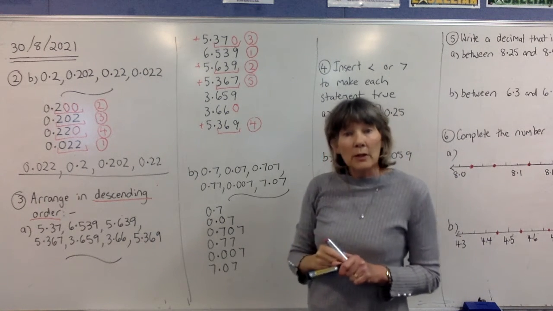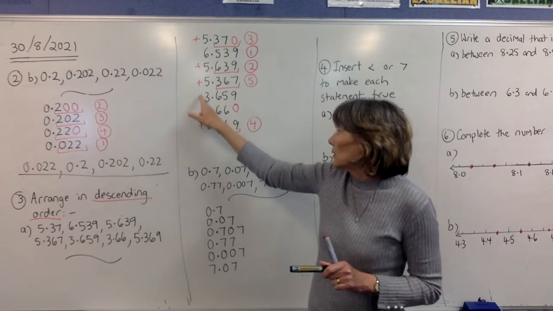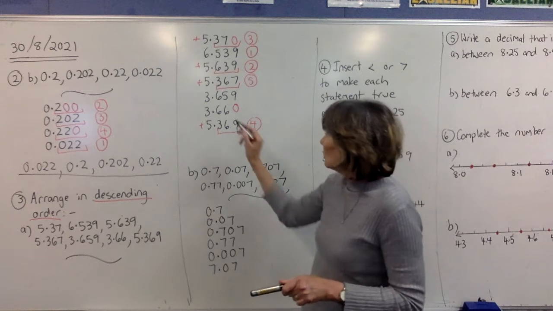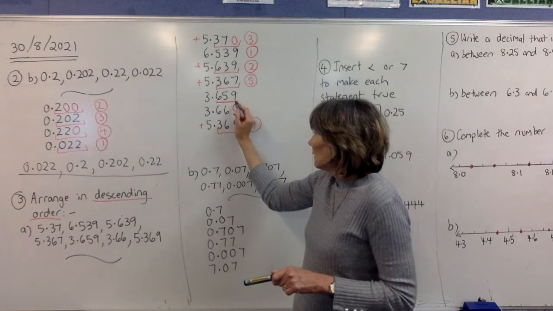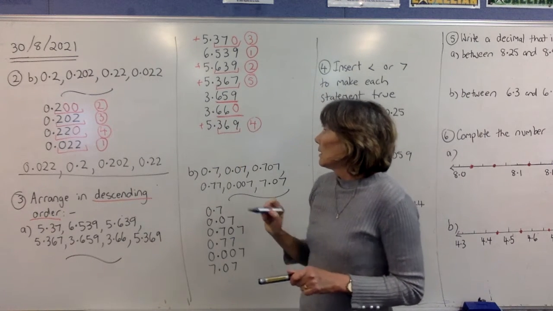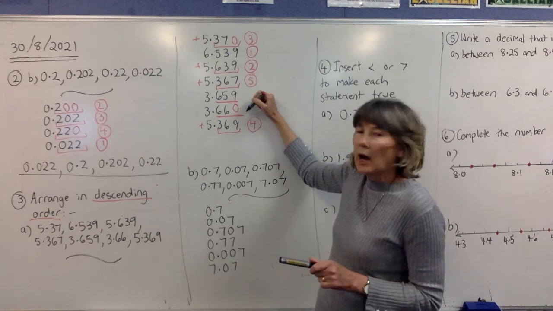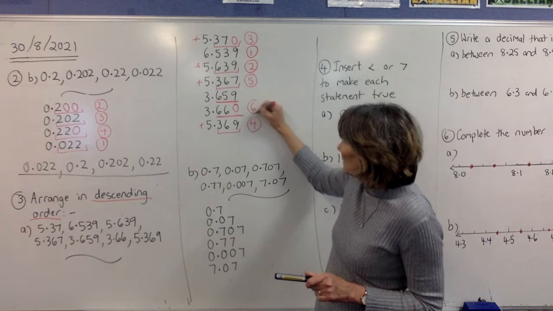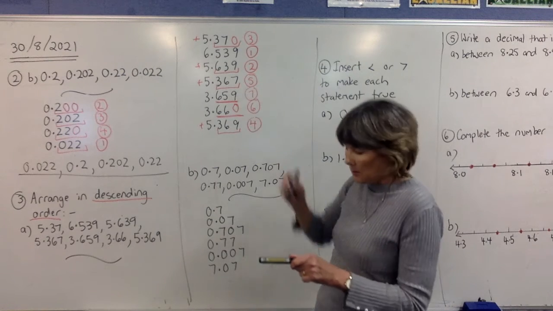Okay, so now we're left with the ones that started with a 3. They both start with a 3, so we're just looking at the bit they finish with. Which one's bigger, 659 or 660? It's 660, isn't it? So we're going to put that as number 6, and then that's the last one.